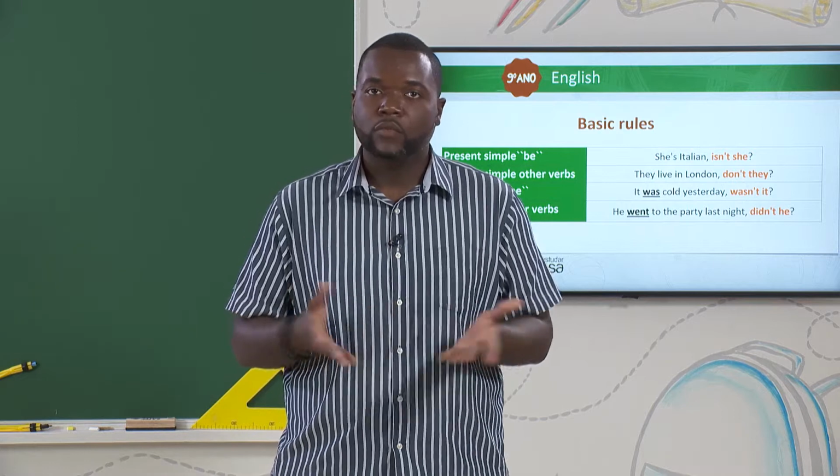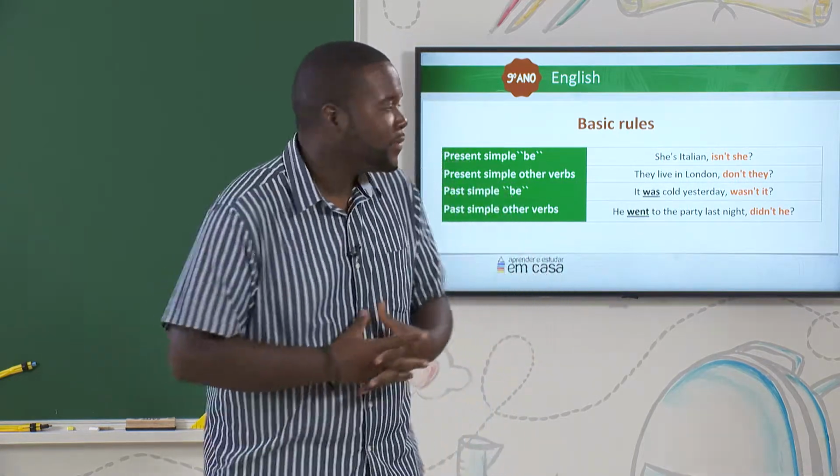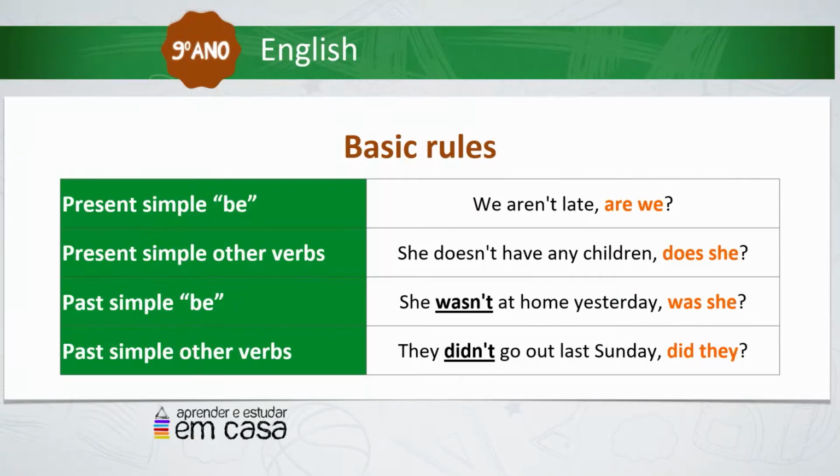And with this, we are going to follow with the next rules. Let's continue. Now we are going to continue with the basic rules, but with a little twist. Now, the main clause is in the negative and the second clause is in the affirmative. We start with the present simple of the verb to be. Again, we aren't late, are we?